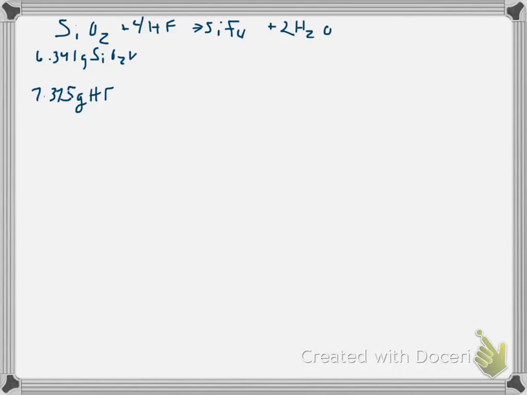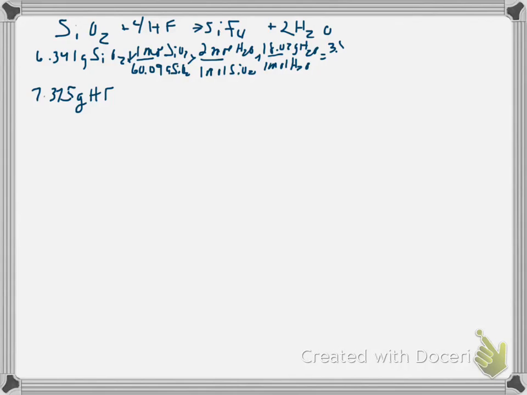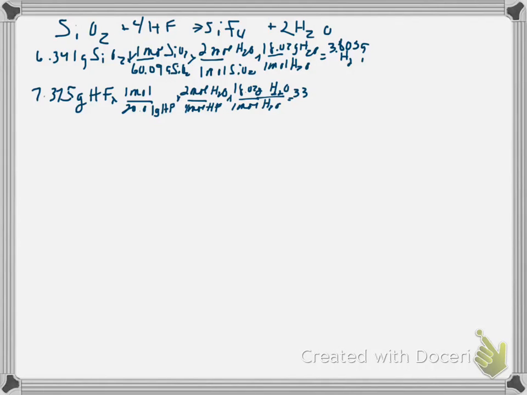Okay, so let's go ahead. And here's the stoich. You can slow it down or back it up if you need to, but this should look pretty familiar to you. And we end up with 3.03 grams of water from the 6.34 grams of silicon dioxide. We're going to do the same thing with HF, figure out how much water we can make. And from that we can make 3.321 grams of, that should say, water.